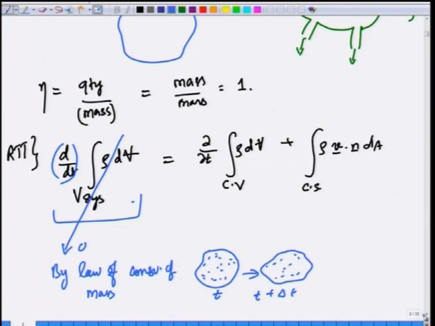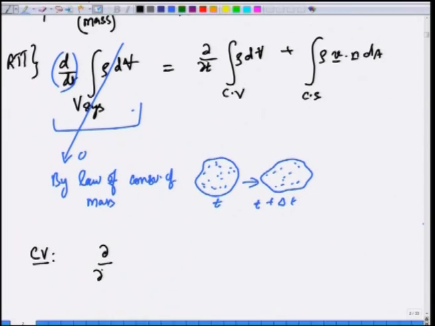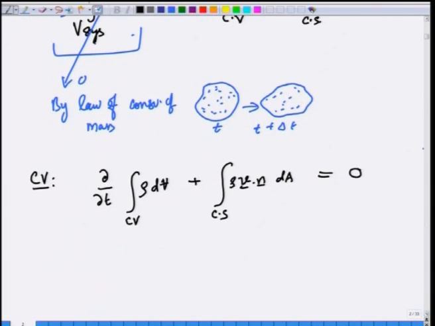So, the mass conservation principle as applied to a CV reduces to d/dt of integral over CV rho dV plus integral over CS rho V dot n dA is 0, because this term is 0. So, this right side must be equal to 0.